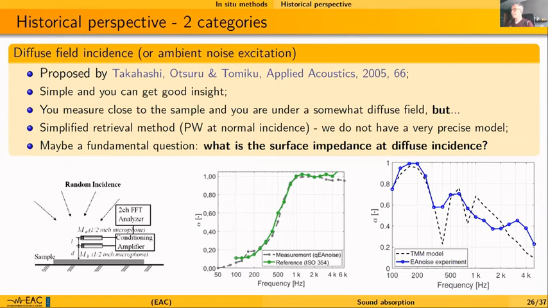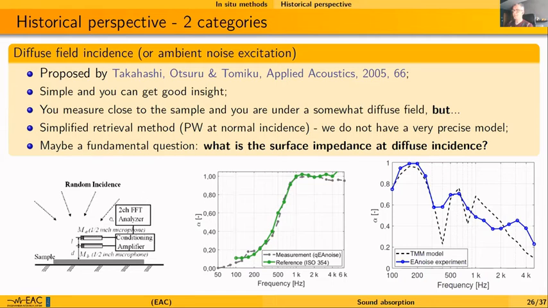We also have been using around here a method that is very practical. It was proposed by Takahashi, Otsuru, and Tomiko in Applied Acoustics in 2005. Here, the idea is that you use a pair of microphones near the sample, and you are in a room, and you can excite the room with a loudspeaker, or you can just use the ambient noise present in a restaurant, for instance, or cafeteria.